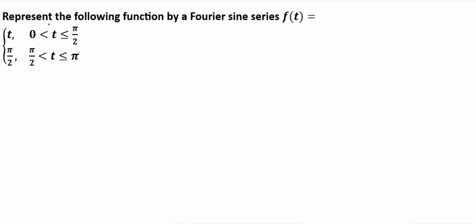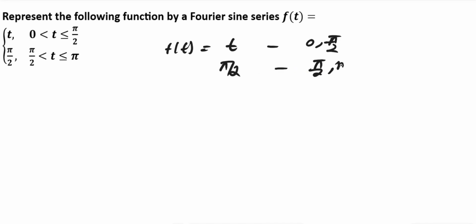So, the question is: represent the following function by a Fourier sine series. The function is t in the interval 0 to pi by 2, and pi by 2 in the interval pi by 2 to pi. That is, the function given is f of t equal to t when the interval is 0 to pi by 2, and pi by 2 when the interval is pi by 2 to pi. So, the overall interval is 0 to pi.